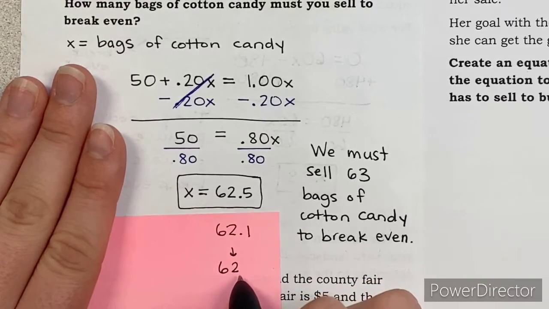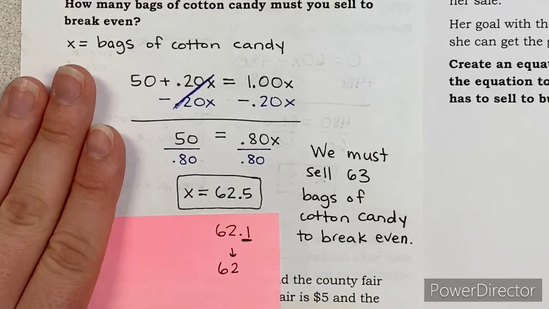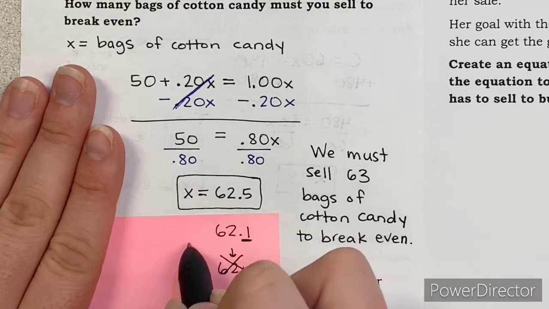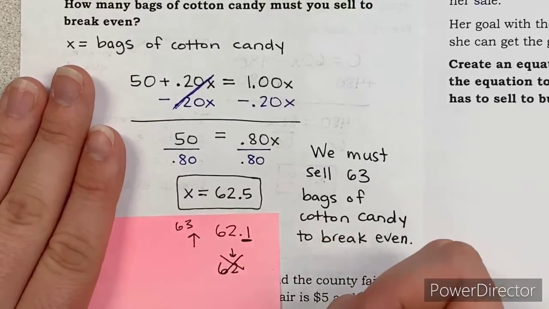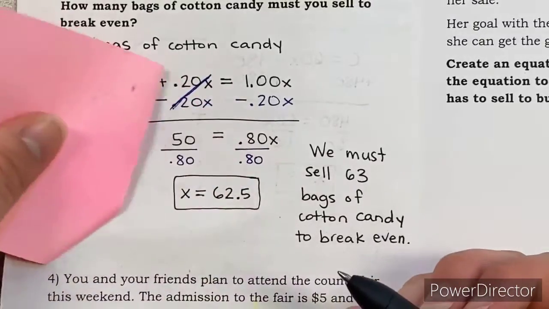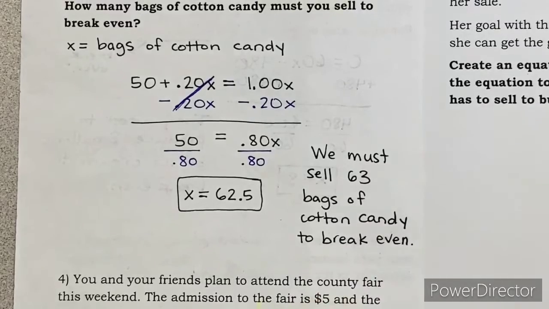If we rounded down to 62, we actually did not meet our goal of breaking even because 0.1 would still have to be sold. So we cannot round down. We would have to round up to 63. So remember, if you're talking about money and making profit, we always have to round up. So we have to sell 63 bags of cotton candy. Okay?